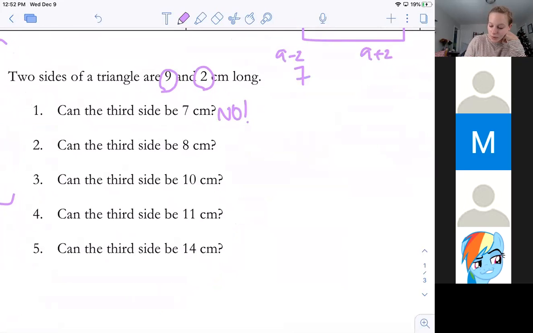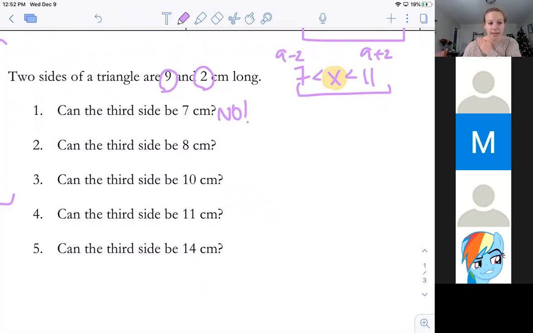Perfect. So Megan knew that if she did her sum and difference, that shortcut we just talked about, that anything that is okay has to be between 7 and 11, but cannot be 7 and 11. So she did a lot of work on the front end, but now she's able to just say, oh, does it fit or does it not? And 7 doesn't. Good job, Megan.